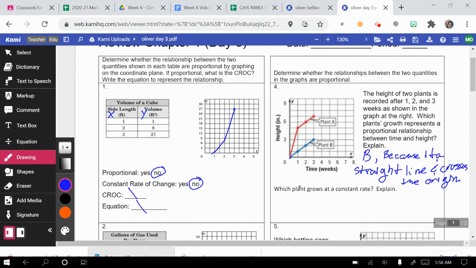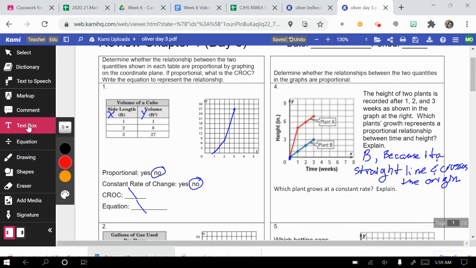Sorry, I'm using Cami today. It's a little, I should have typed. We'll do that with the next one.